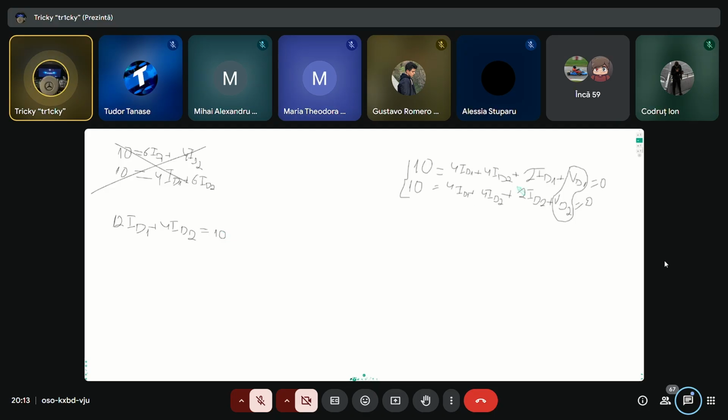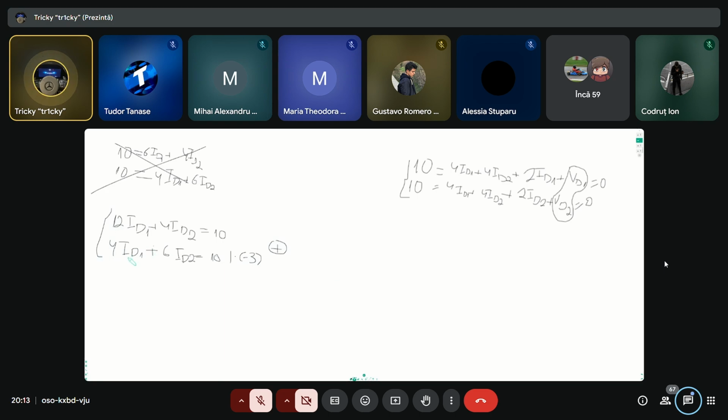Because our value is now 8 instead of 2, and 4 ID1 plus 6 ID2 is also equal to 10. All right, that is a lot better. Why? Because we can get rid of ID1. We will multiply this by -3, and we can then add up the two equations.